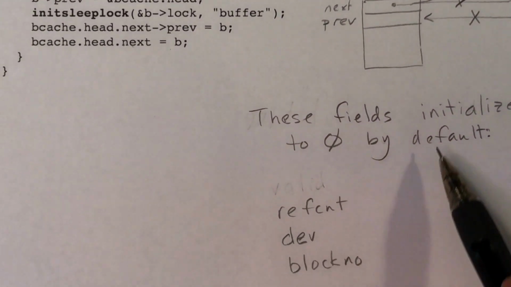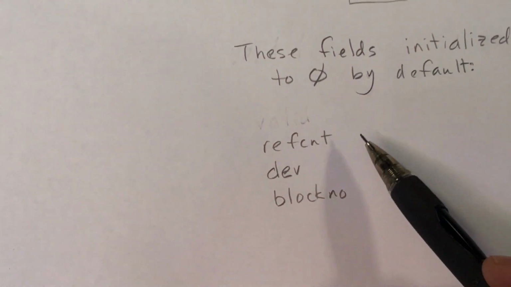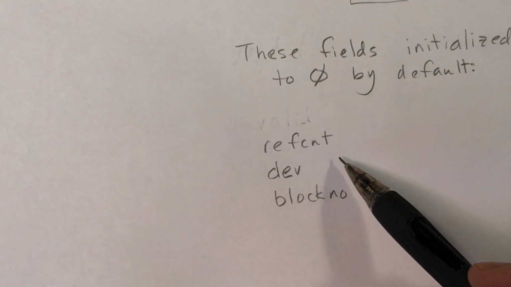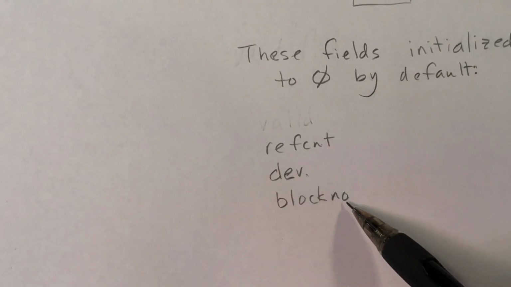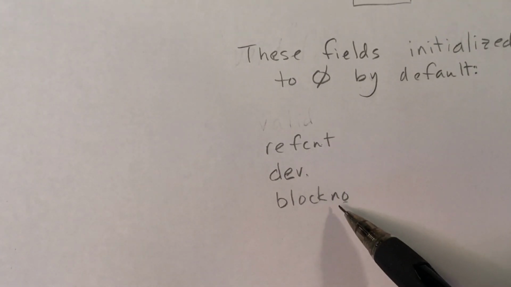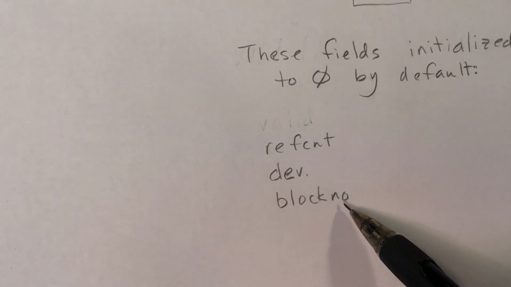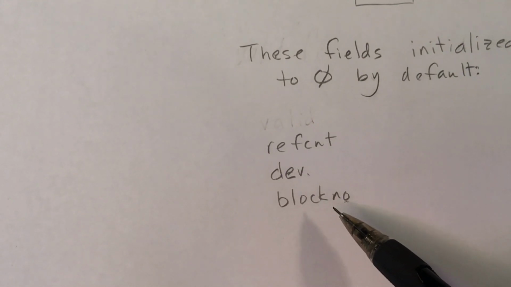By the way, there are several fields in the buf structure that are used but not initialized. The reference count, the device number, and the block number, it turns out, are initialized implicitly to 0, and we will rely on that initialization.